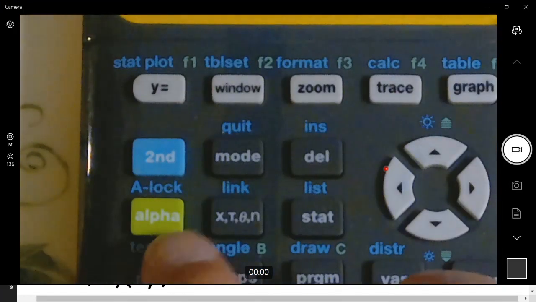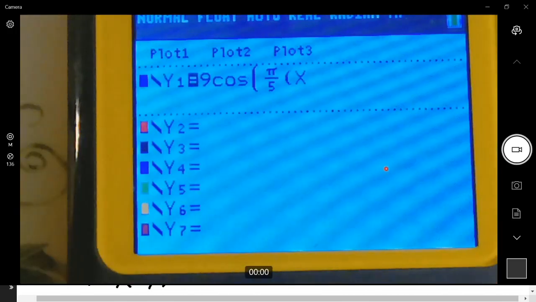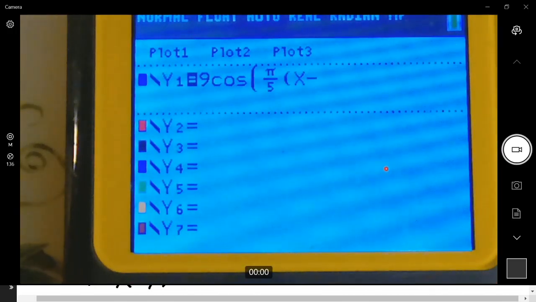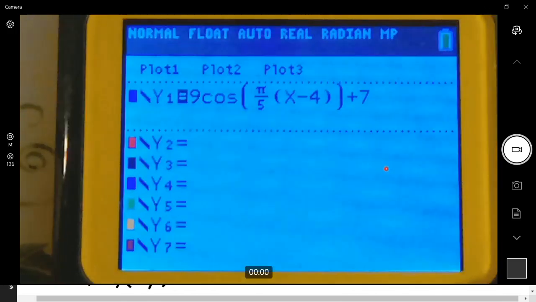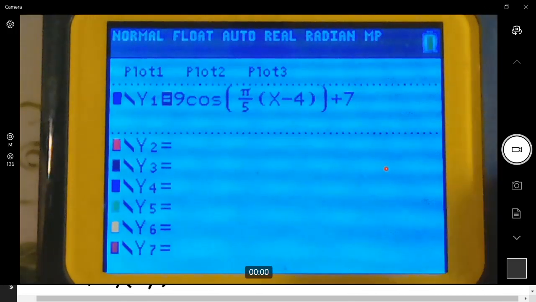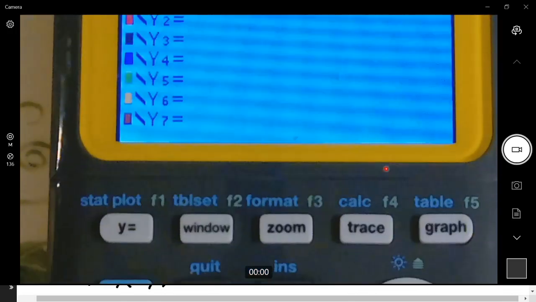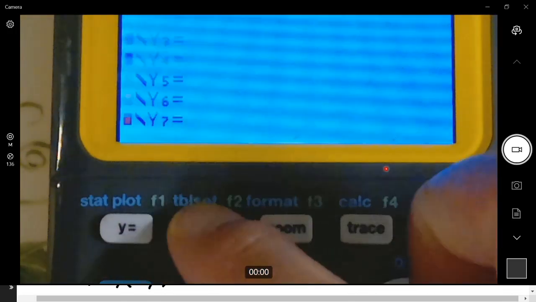And whenever we put an x in, you use this x right here. Okay, that's the x we use. So I'm going to use that x. Minus four. Close my parenthesis, plus 7. Okay. Now, before I graph this, I'm going to go to my window. Okay. My window right here, window.